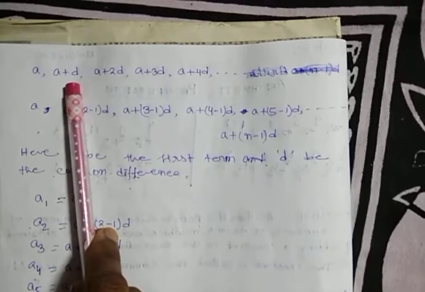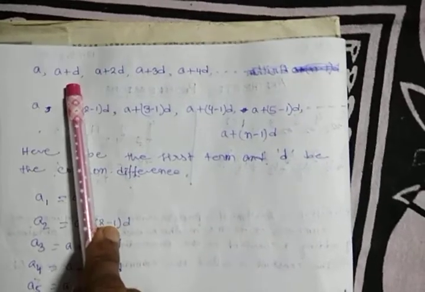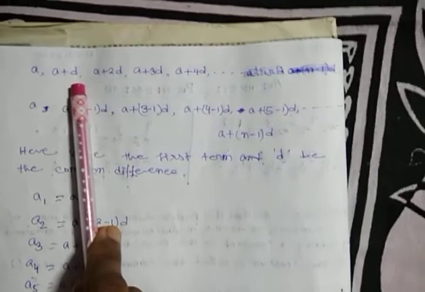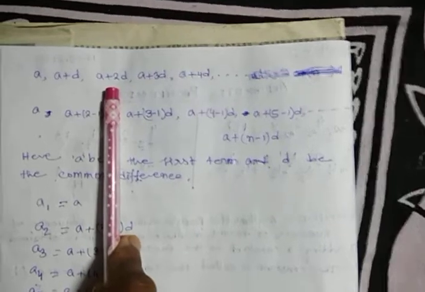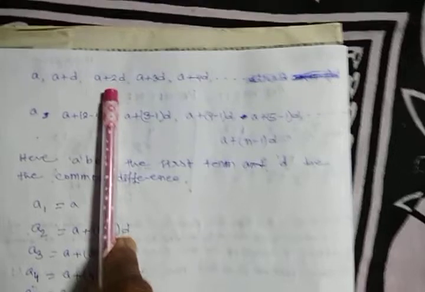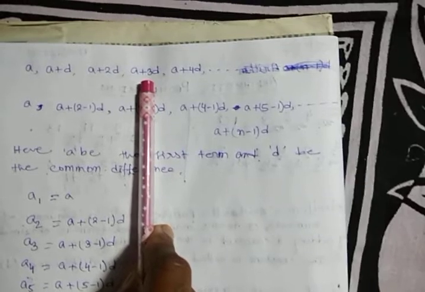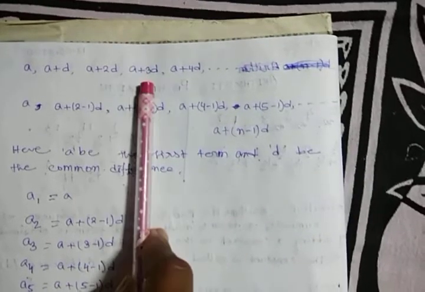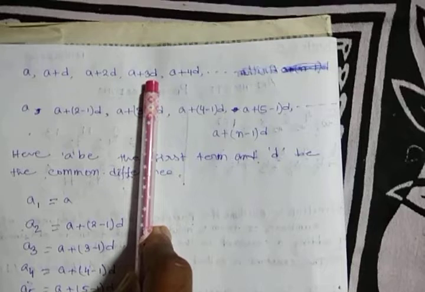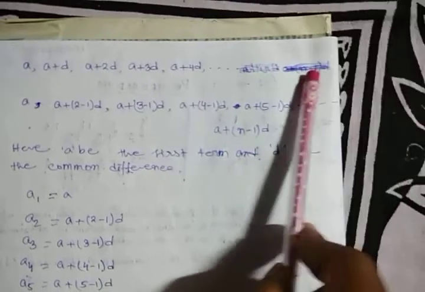The same way, if we add D to the second term, that means A plus D, it will be A plus 2D, so we can find the third term. And in the same way, if we add D again to the third term, that means A plus 2D plus D, that means A plus 3D, we get the fourth term. In the same way, if we add D to the fourth term, A plus 3D plus D, it will become A plus 4D, that will be the fifth term, and so on.